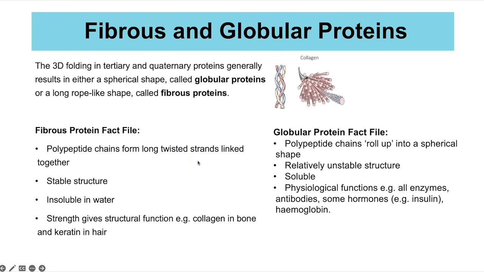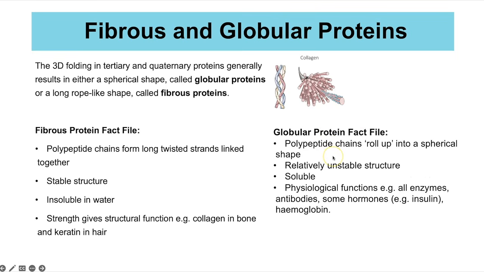So we then have a look at fibrous versus globular proteins. So we've talked about the fact that the tertiary structure is this 3D unique shape because of that further folding. But the way it folds, you can either get spherical shapes, which would result in globular proteins, or more rope-like shapes, which would be your fibrous proteins. So the fibrous proteins, that is when it folds to create these long twisted strands. And because of that, it creates a really stable structure, which is insoluble in water. And the function would be to give structural strength. So collagen, for example, in bones, or keratin in your hair.